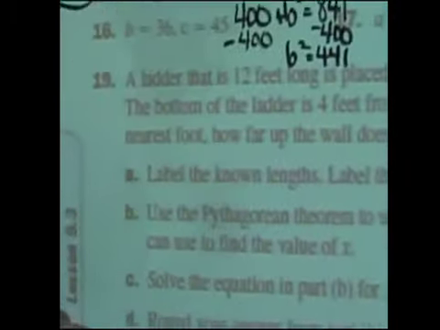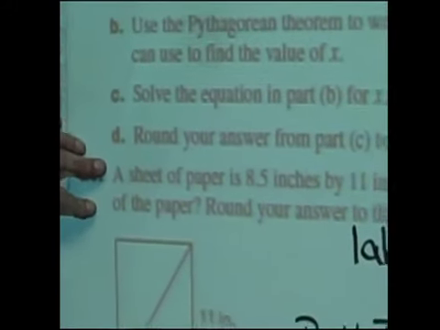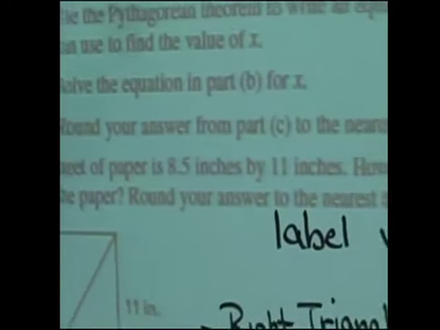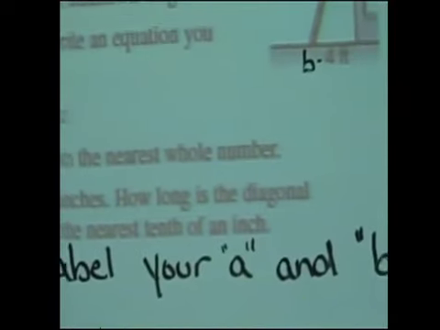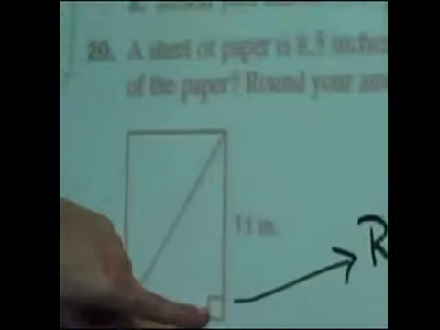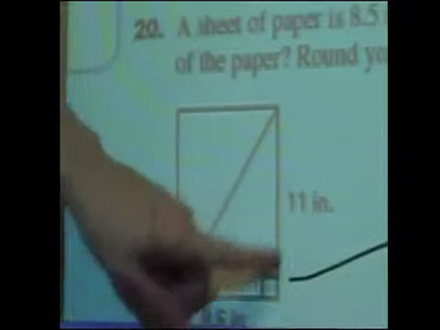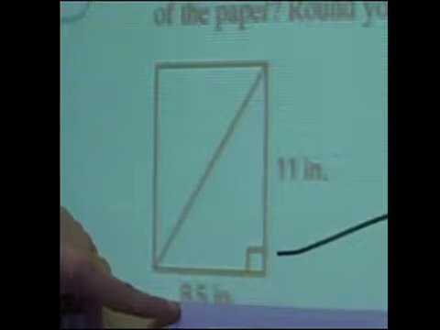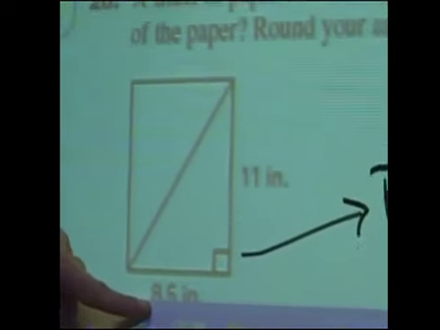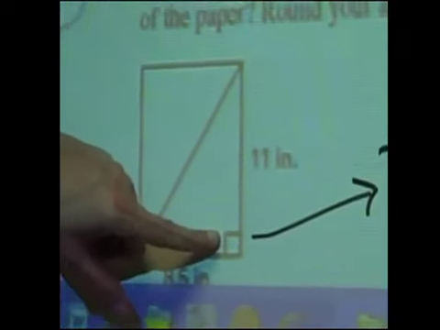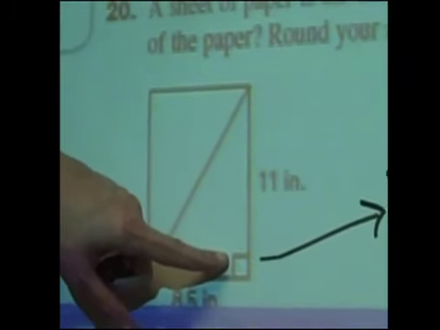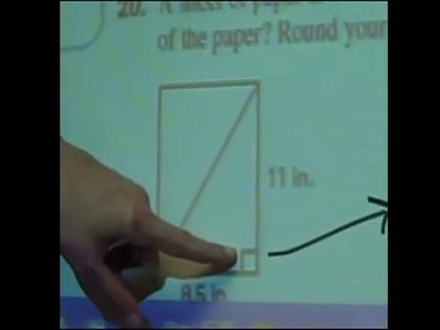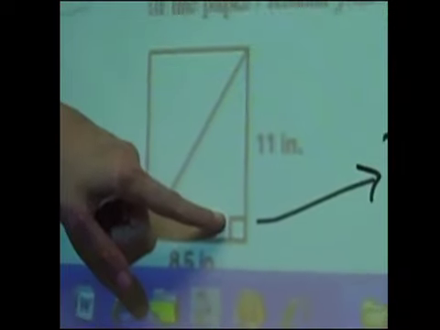And your final problem down here, a sheet of paper is 8.5 inches by 11 inches. How long is the diagonal of the paper? Round your answer to the nearest tenth of an inch. So you know this is a right triangle. You see the sheet of paper, and you see right here you have a length of 11 and you have a width of 8.5 inches. So label your A and B. You notice it's already a right triangle. So what theorem will you be able to use? A squared plus B squared equals C squared.